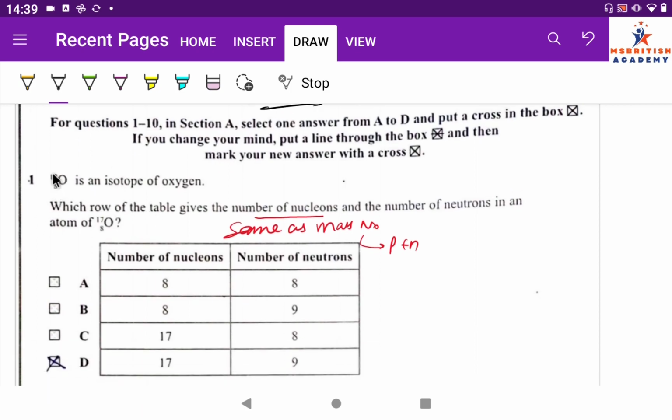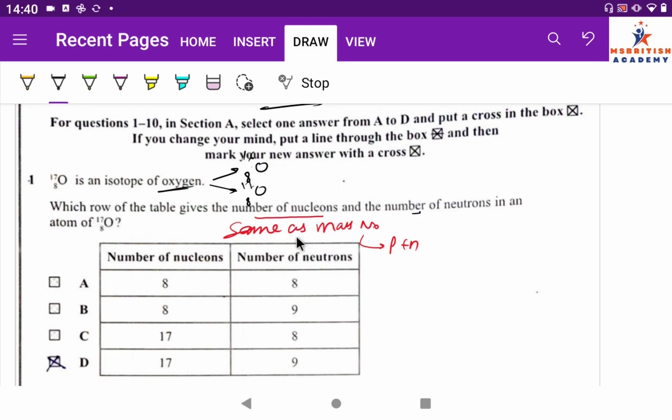Oxygen 8,17 means oxygen, this is an isotope of oxygen. And as we know, oxygen has two isotopes: one is 8 and 16, and the second one is 8 and 17. Okay, so which row of the table gives the number of nucleons and number of neutrons in an atom of oxygen 8,17?